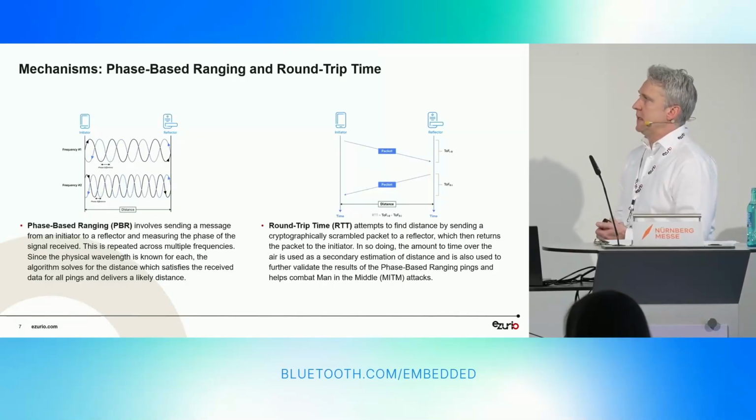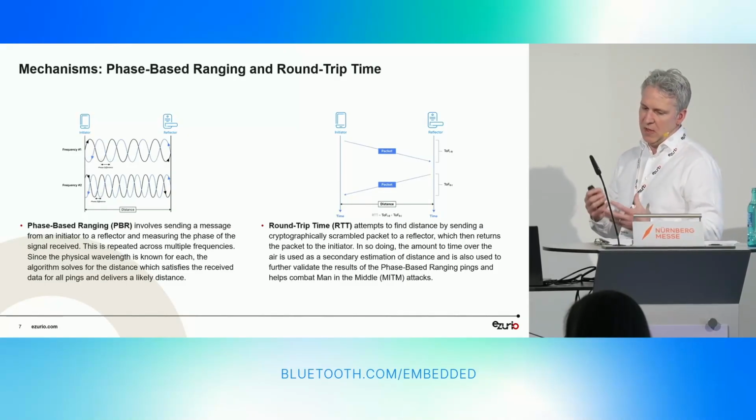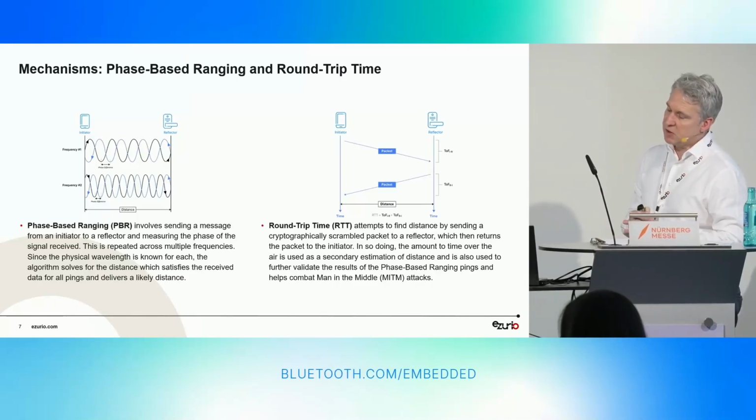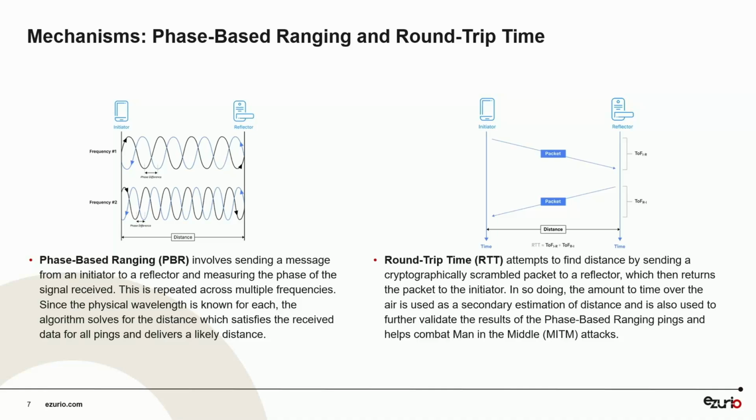Again, more detail here, and again, for you to go into in your own time. But realistically, PBR measures phase shifts across multiple frequencies, and it's that multiple frequencies that is really the key differentiation away from where AoA was. Because the wavelength is known, we can solve the distance around that.